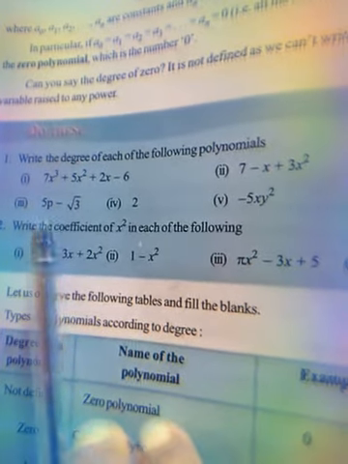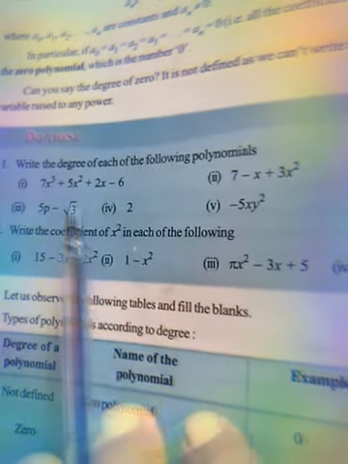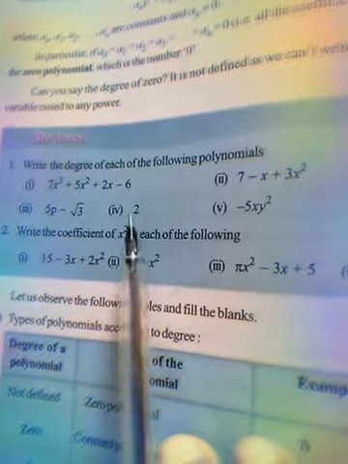In the same way, here 7 minus x plus 3x square. In this, which is the highest exponent? 2 is the highest exponent. So the degree of this polynomial is 2. In the same way, 5p minus root 3. Here p power 1 only, p is the variable here. So the degree is 1. Here only the term 2 is given.